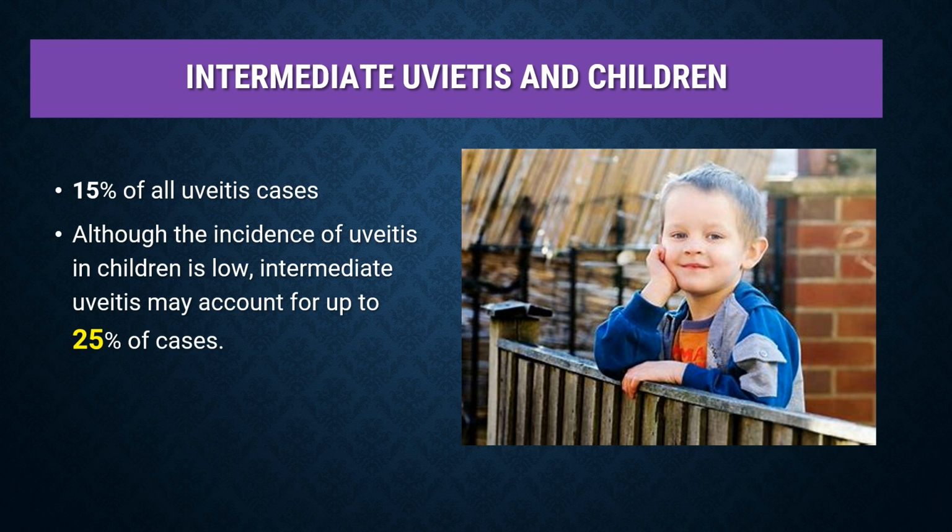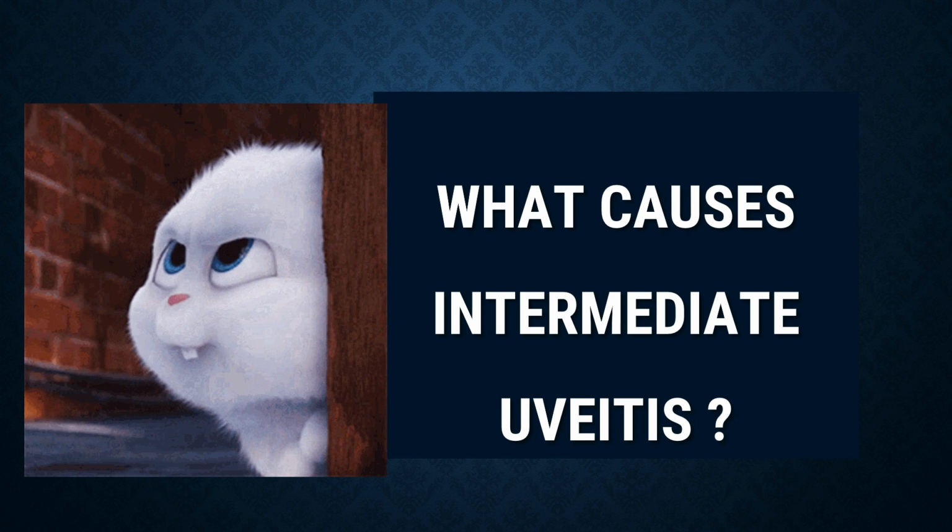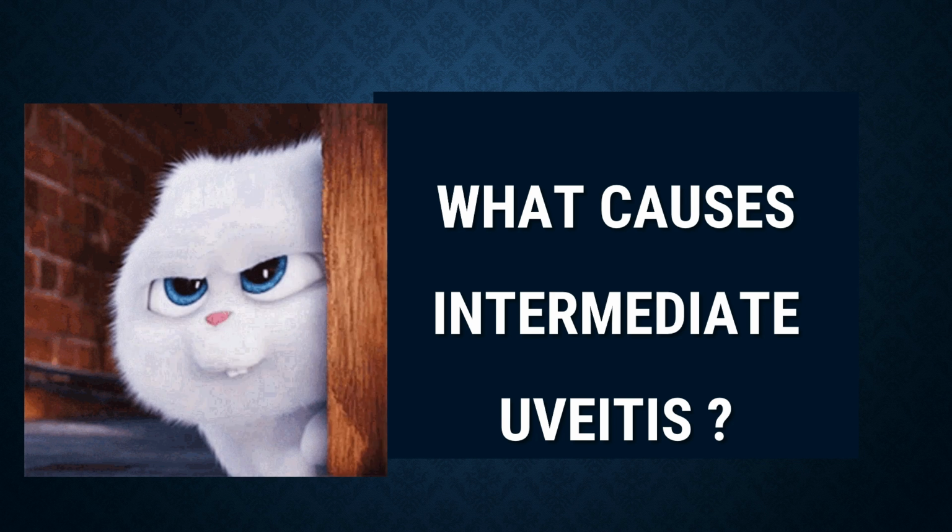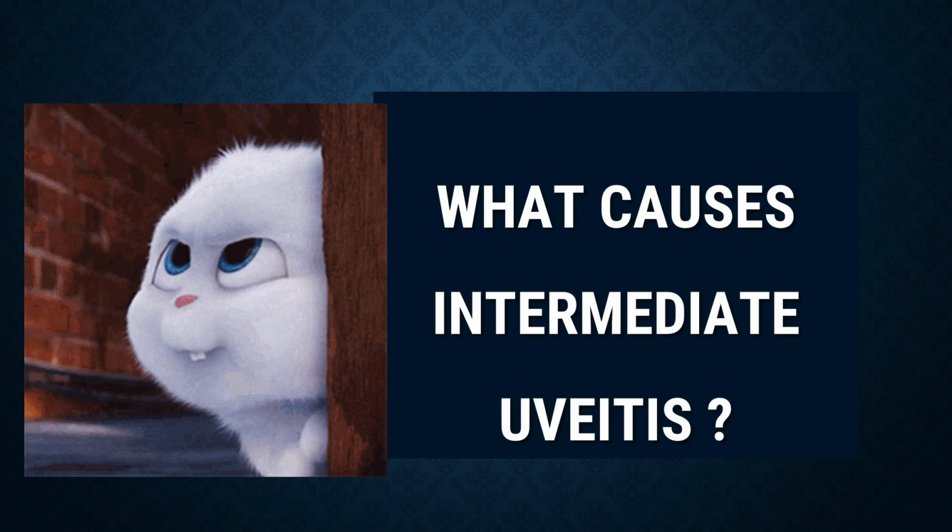Now, another important point regarding intermediate uveitis and children. 15% of all uveitic cases are intermediate uveitis. However, in the pediatric population, although the incidence of uveitis in children is very low, intermediate uveitis accounts for up to about 25% of the cases. As a matter of fact, it is the second most common uveitis that you see in the pediatric population. So now let us discuss what causes intermediate uveitis.